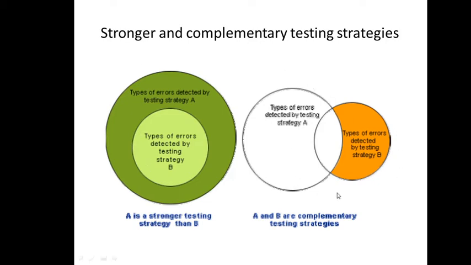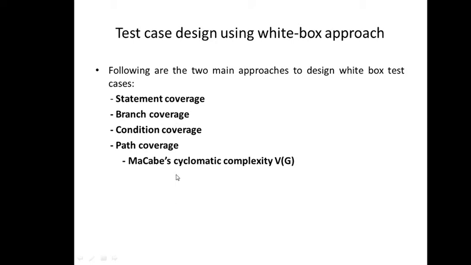So this will become a stronger strategy. While if I look at this other representation, this represents complementary strategies. That means there is a strategy A which identifies a few errors, and another strategy B which identifies a few errors, but there is nothing common between the two. So we cannot compare these two. They have their individual existence. We call them complementary strategies. While we will be discussing these methods here, we'll identify which one is a stronger strategy.